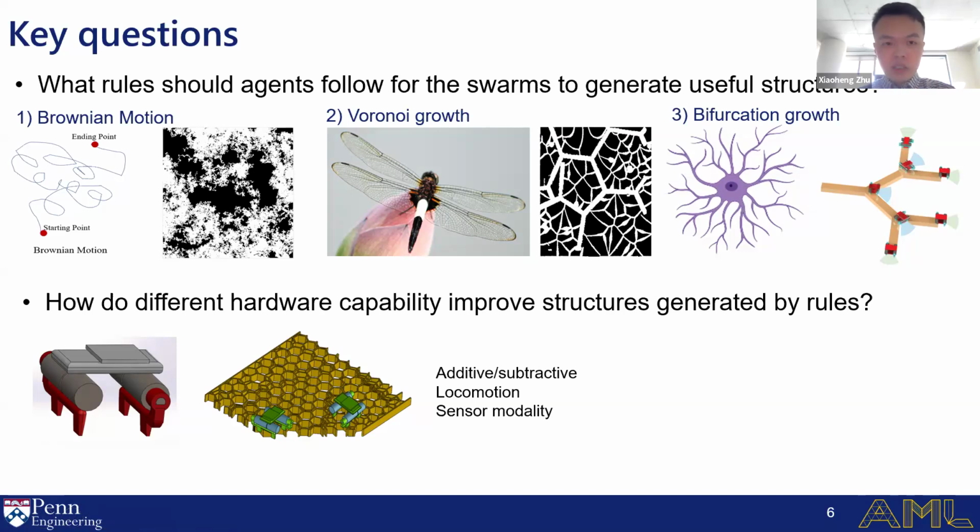So at the beginning stage of the project, we try to code and try to design new rules. Then we cannot, because it's a new idea, we cannot design the rules on our own. We should consider the hardware capability right now for these robots can follow. So we need to consider whether these materials should be additive or subtractive, and how the agents can move. This is called the local motion in robotics. And also we should consider the sensor modality.